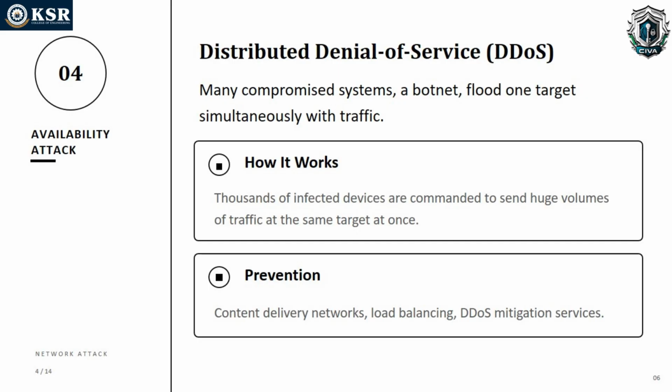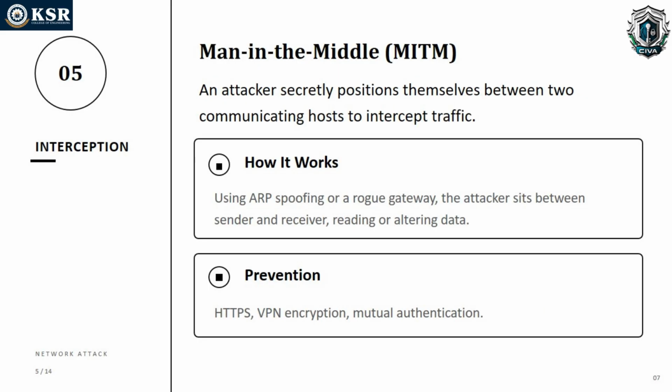Distributed denial of service, or DDoS, takes the same idea further. Instead of one attacker, a botnet of many compromised devices floods a single target simultaneously. The combined volume is far harder to absorb or block than a single source attack. Organizations defend using content delivery networks to spread load, load balancing across servers, and dedicated DDoS mitigation services that can absorb massive traffic spikes.